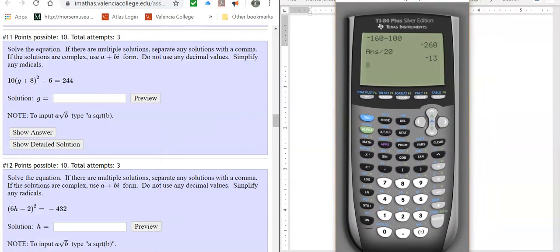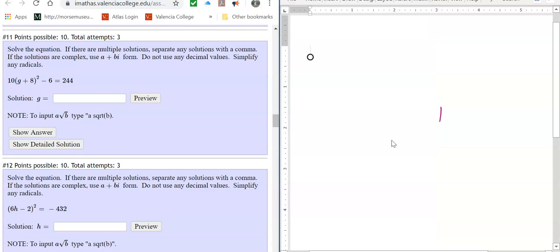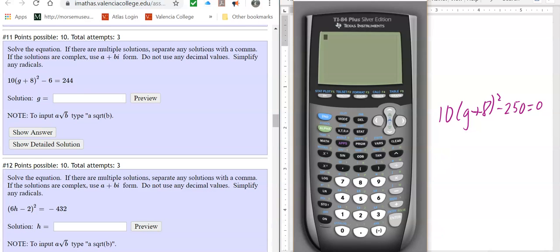So now when you're using the calculator, it has to be equal to 0. So I could rewrite this as 10 times g plus 8 squared, and if I subtracted 244 from both sides, it's going to be minus 250 is equal to 0. Everyone see what I did? I just subtracted 244 from both sides. So it must be equal to 0 before you use this method.